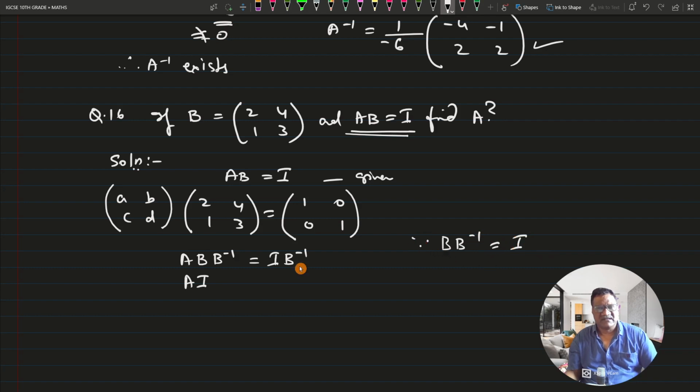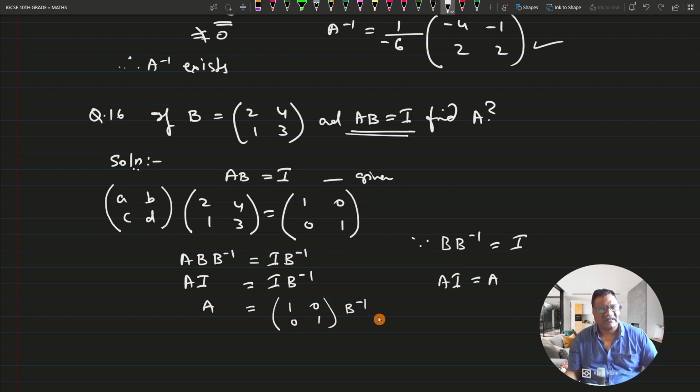So I'll get A into I equal to I into B inverse, isn't it? Now A into I is nothing but A, because I is an identity matrix, and identity matrix multiplied by any matrix, for example A into this identity matrix I, will give you the same matrix A. So A will be equal to I into B inverse. Now I will be nothing but 1, 0, 0, 1 identity matrix, and this B inverse is something that I will have to find out.